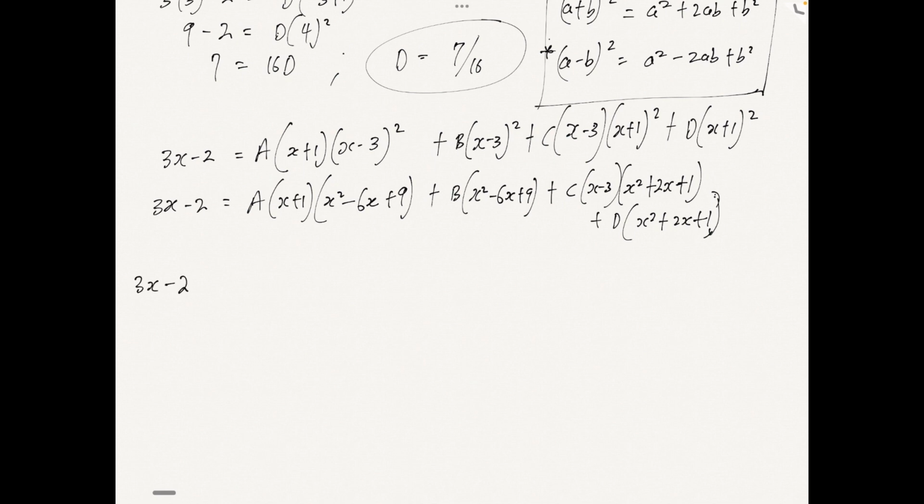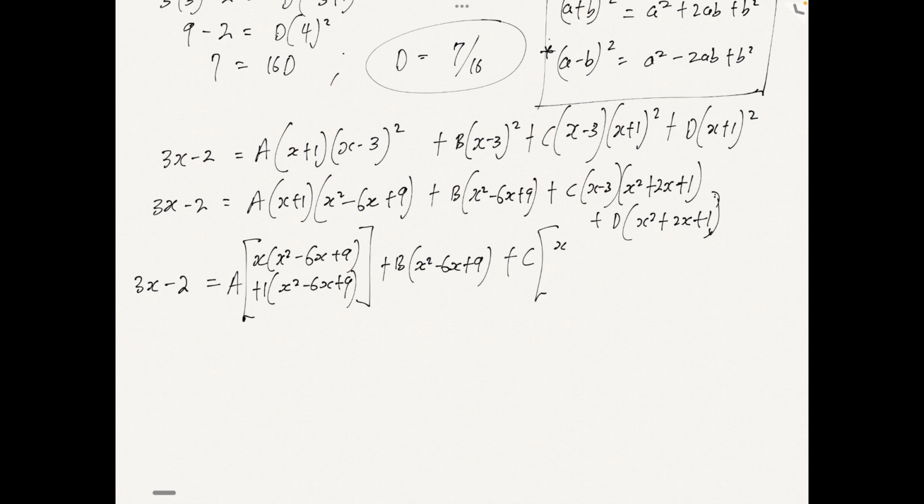So we have 3x minus 2 is equivalent to a, let's open with x. So if you open with x, we have x into x squared minus 6x plus 9, plus 1 into x squared minus 6x plus 9, plus b into x squared minus 6x plus 9. Try not to skip steps. Plus c into x squared plus 2x plus 1 minus 3 into x squared plus 2x plus 1, plus d into x squared plus 2x plus 1.